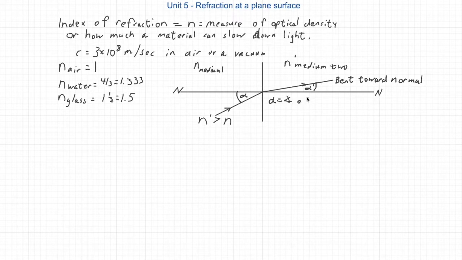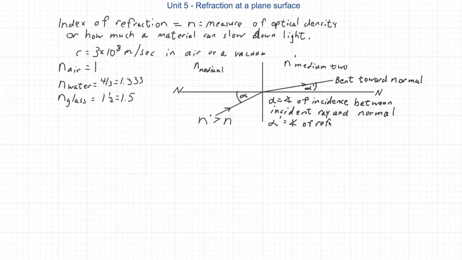Alpha is called the angle of incidence, and it's the angle between the incoming ray and the normal. And alpha prime is called the angle of refraction, which is the angle between the refracted ray and the normal.